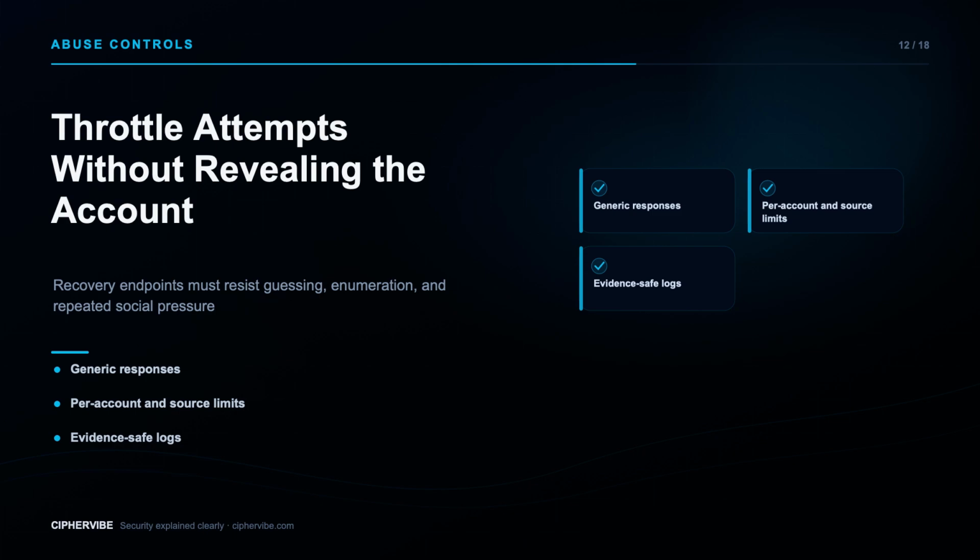Throttle recovery code verification and repeated requests. Add risk-based limits for device, network, account, and support queues without creating permanent lockout abuse. Log decisions and reason codes, but never place recovery secrets in logs.